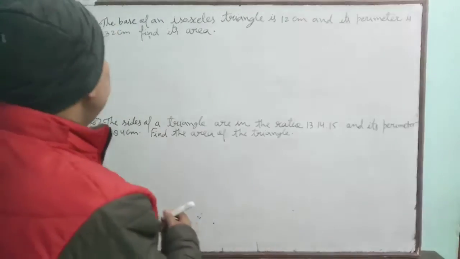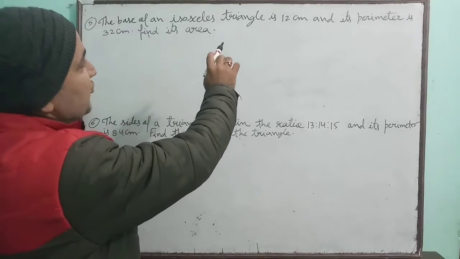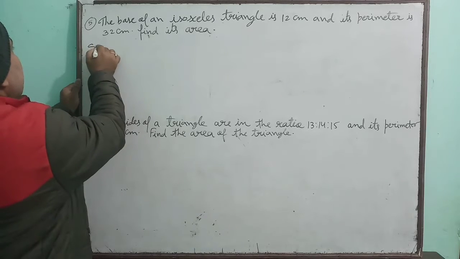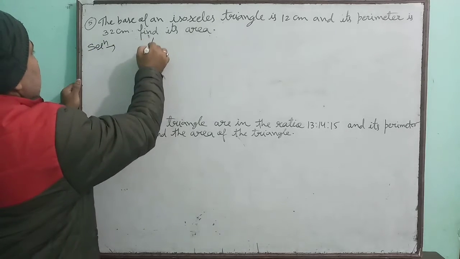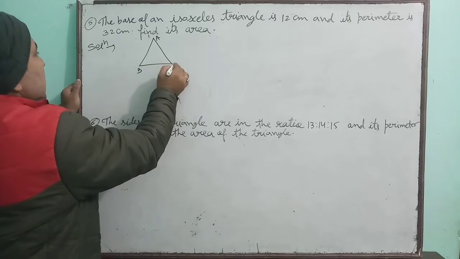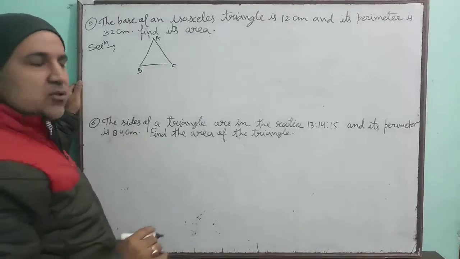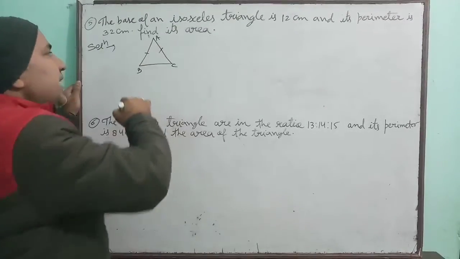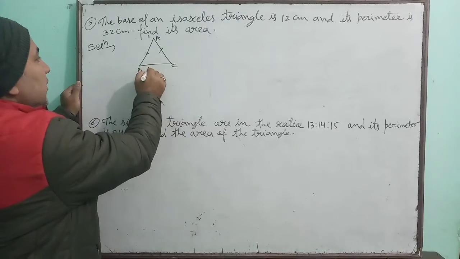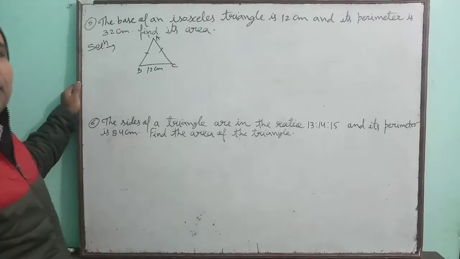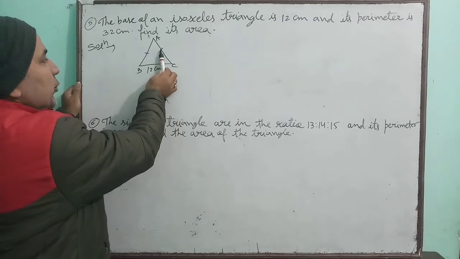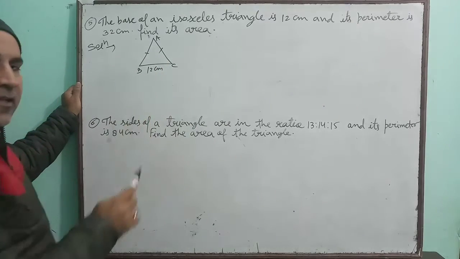Okay, now see question number 5. The base of an isosceles triangle is 12 centimeter and its perimeter is 32 centimeter. Then find its area. Children, what is the isosceles triangle? Suppose this ABC is an isosceles triangle in which AB and AC are equal. Then the third side is called its base. This point you have to remember. In an isosceles triangle, the two sides are equal and the third side is called its base.